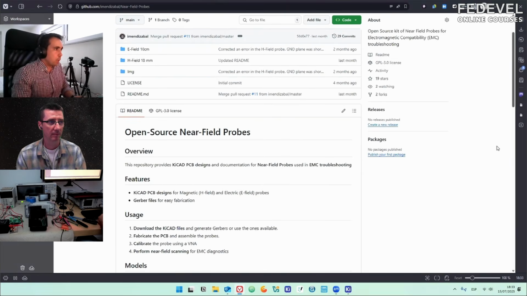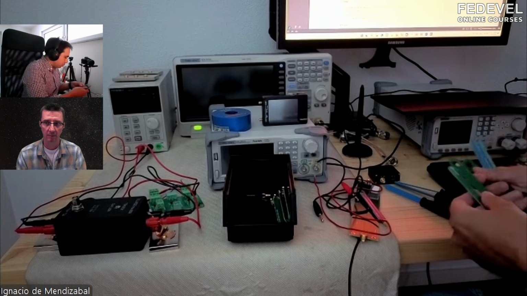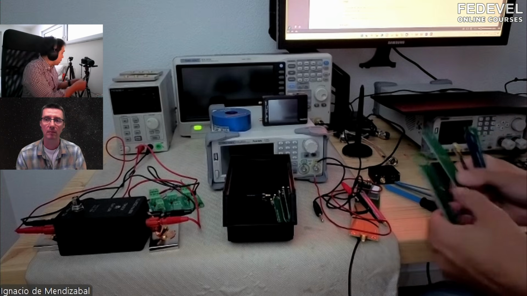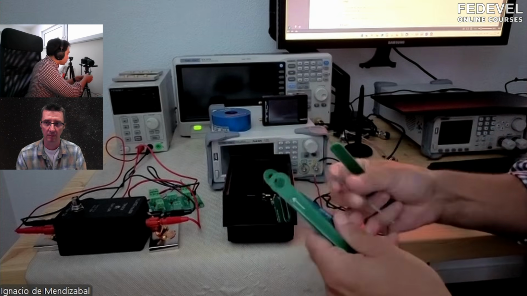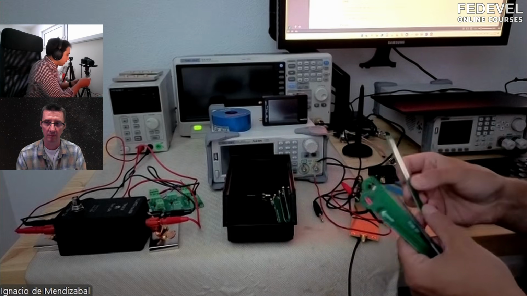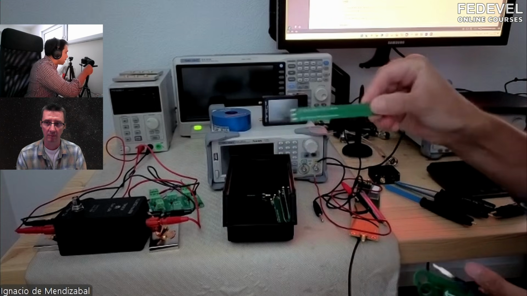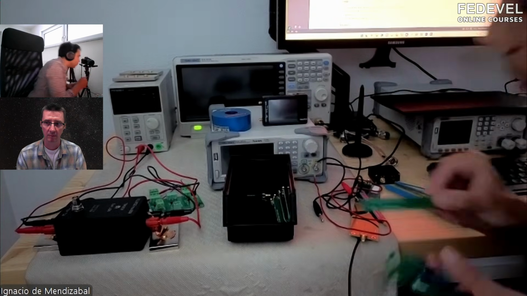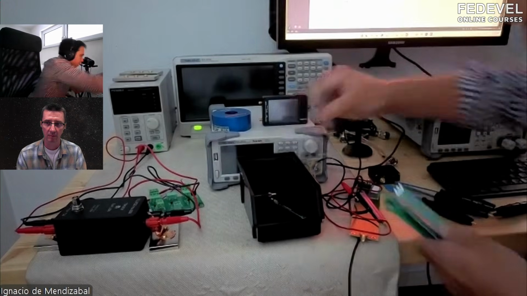Yes, so indeed, what we have here is the different, let's say, PCB probes. Some of them are from the open source project, some of them are from other manufacturers. So let me see if you can see them here. Here are the ones from the open source. I have some of them already with the connector assembled. Those are the ones that we will use today.